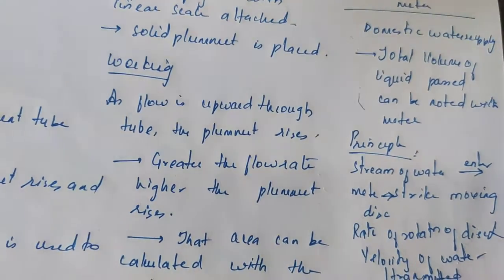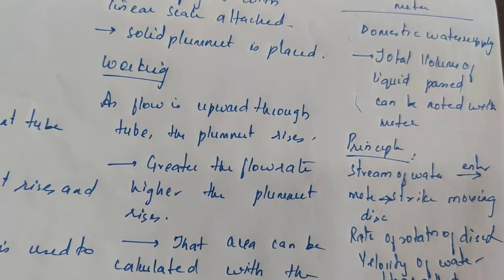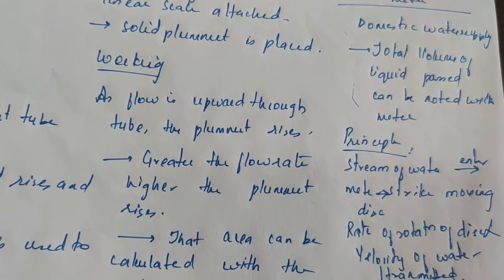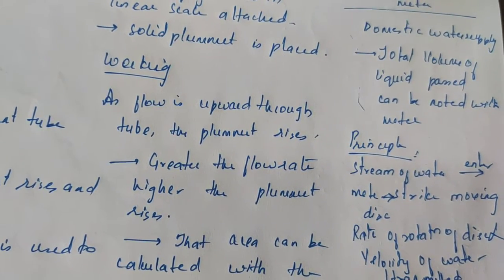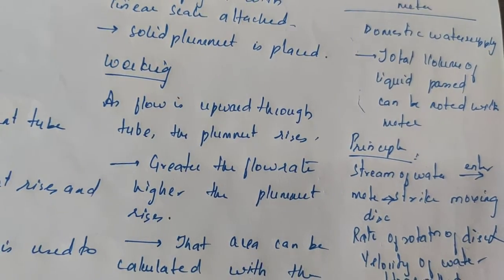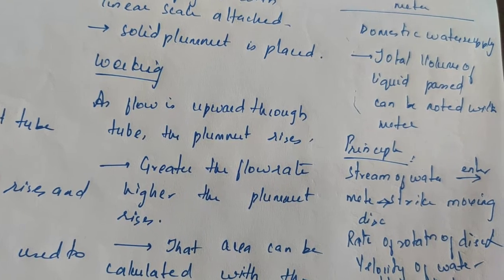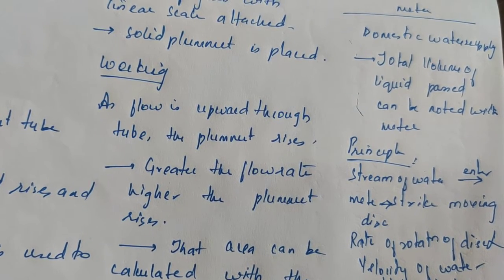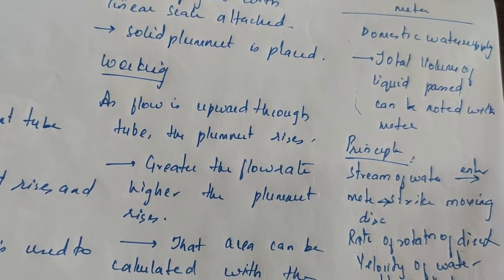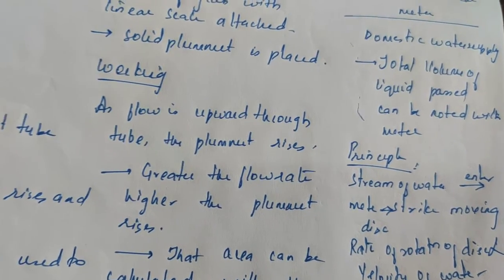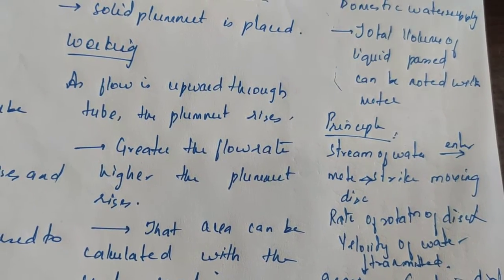This rotation of the disc is again forwarded to the gears. Okay, some gears will be present there, and those gears will forward it to the counting dials. मतलब जो dials present रहता ना ऊपर जो meter रहता, that dial will be showing some readings. Okay, so likewise we'll be getting the reading of the meter.